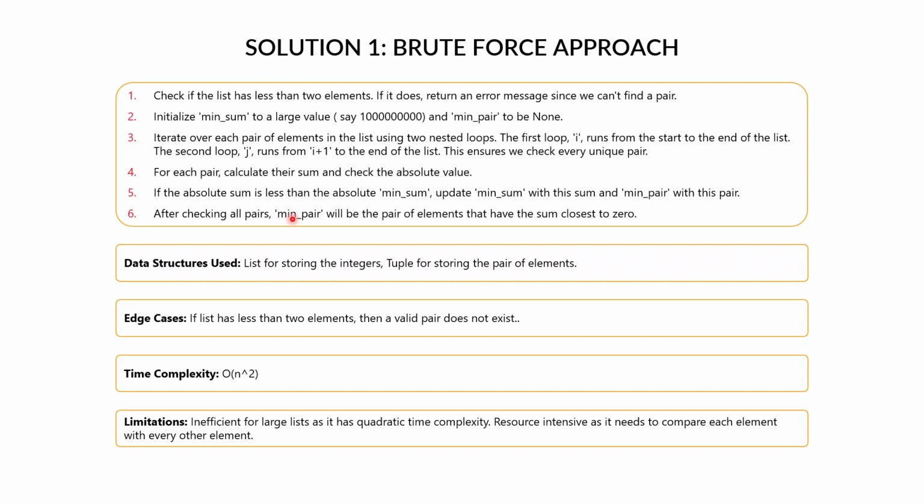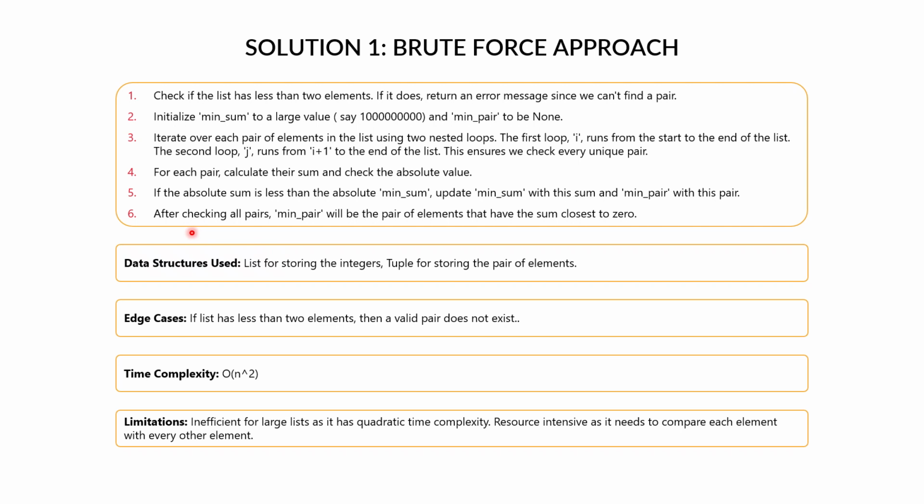We'll also initialize an empty tuple called minpair, which will finally hold the pair of integers as our final output. Now, what we will do is we will iterate over each pair of the elements in the list using two nested loops. The first loop, where the index is i, will run from the start to the end of the list. And within that loop, the index j will run from the i plus 1th element to the end of the list.